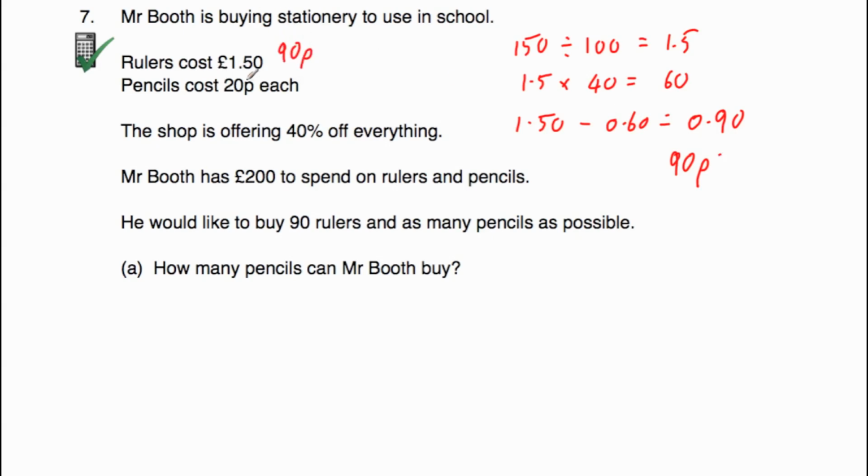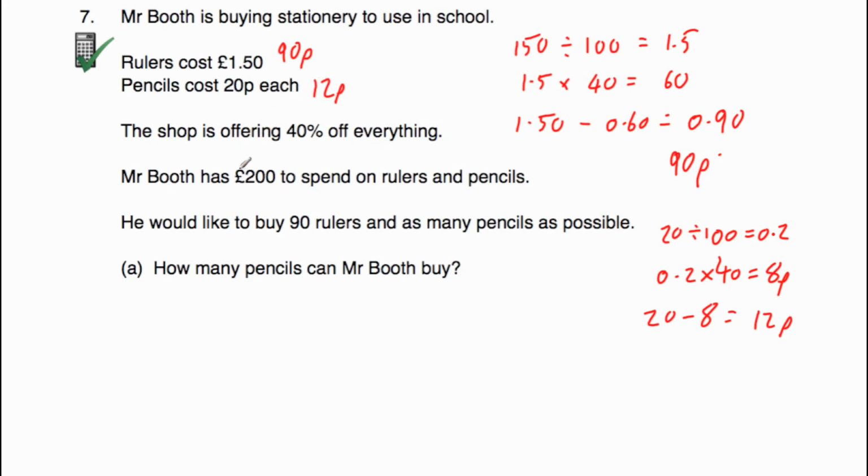Now, in terms of the pencils, they normally cost 20p each. We want to find out what 40% is, so let's divide it by 100, and that's equal to 0.2, and then take our 0.2 and multiply that by 40, and that's equal to 8p. So we're going to save 8p on every single pencil, so that's 20p, take away 8p is equal to 12p per pencil. So each pencil costs 12p.